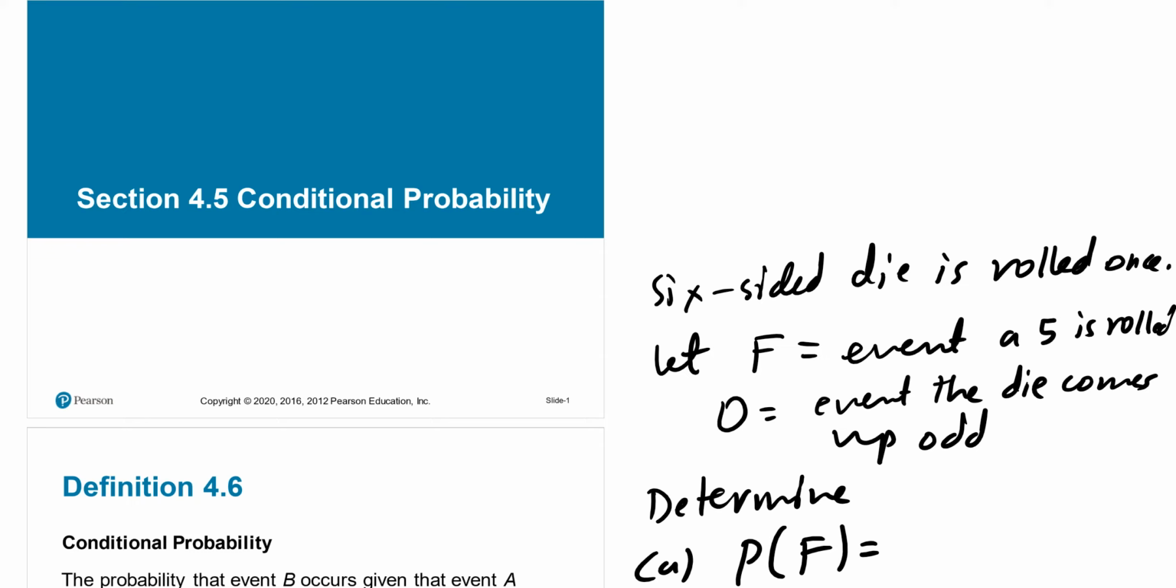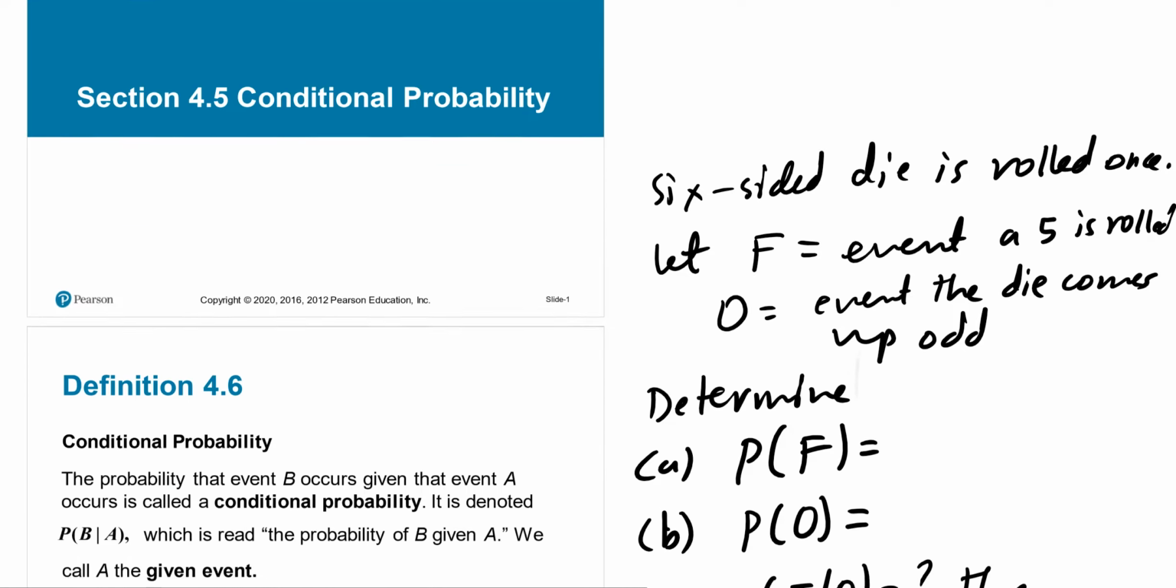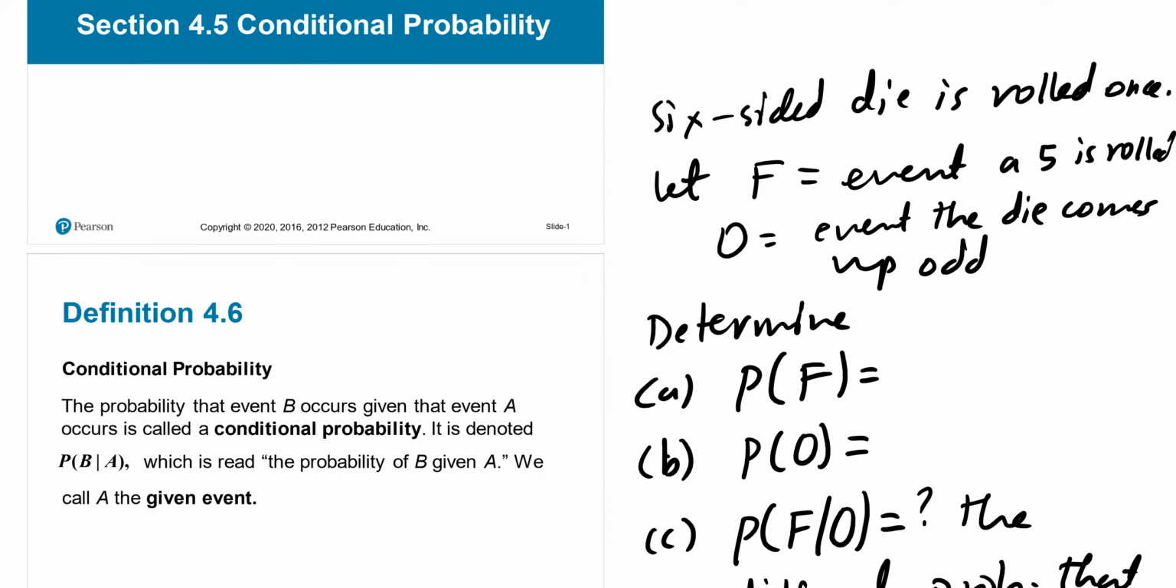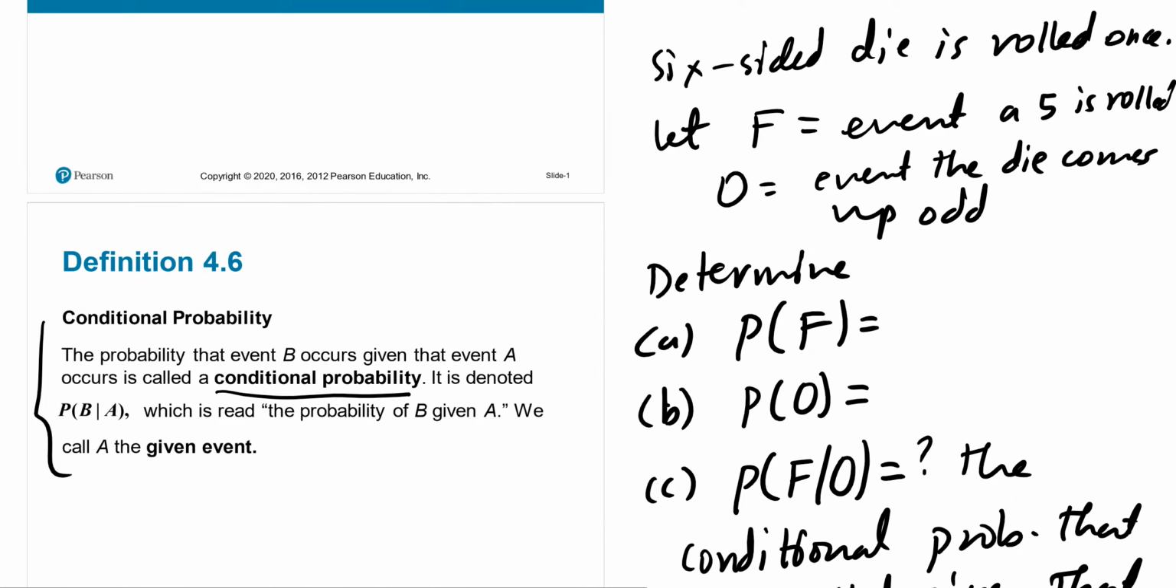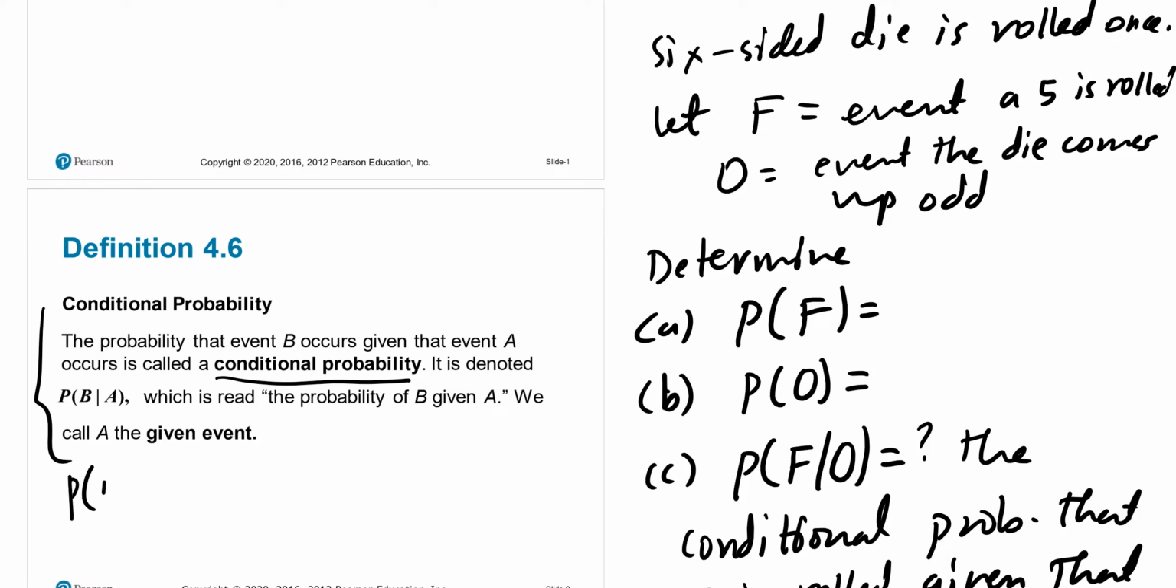Section 4.5, conditional probability. Here we deal with probabilities with more restrictive rules, where some conditions are given on that probability, and we need to know how to handle such conditions. By definition, the probability that event B occurs given that A has already occurred is called conditional probability. It's represented by the format P(B given A), or P(B|A), where the bar stands for "given." So that's the probability of B given A.